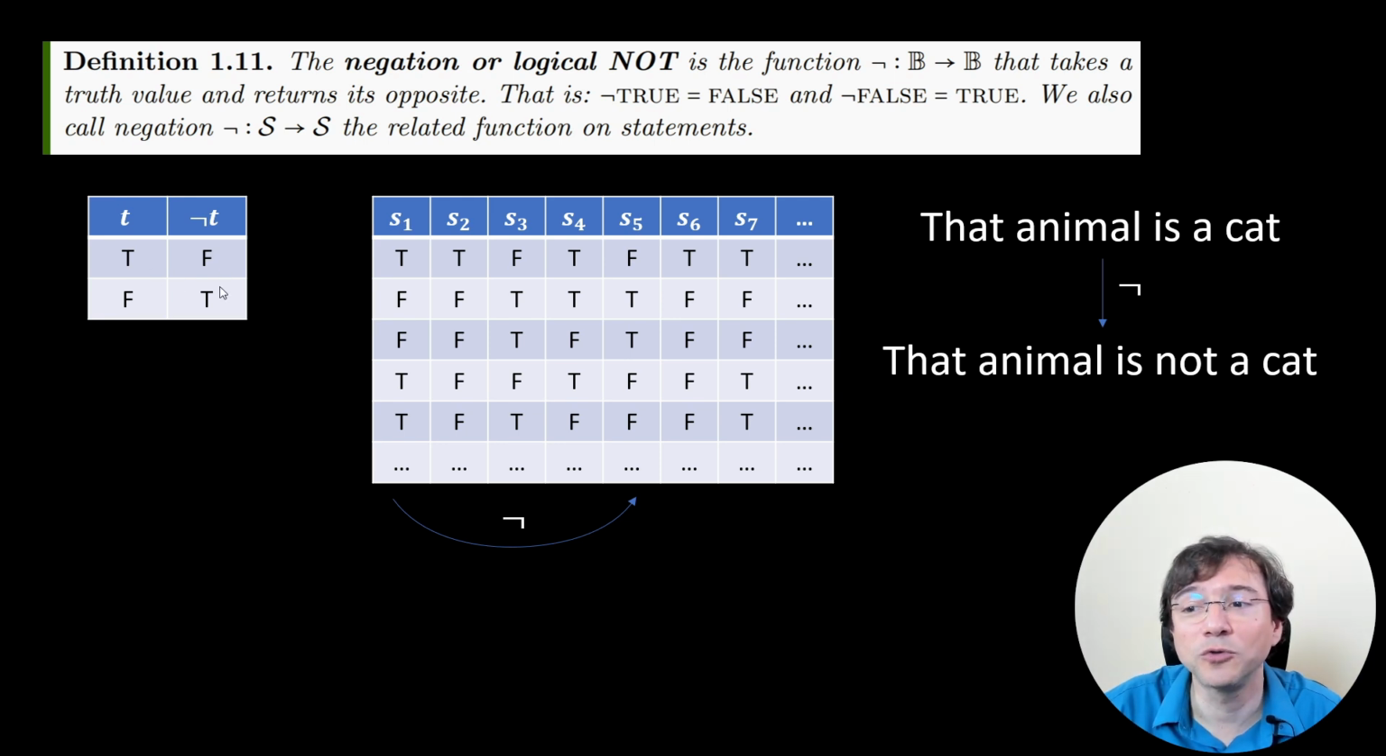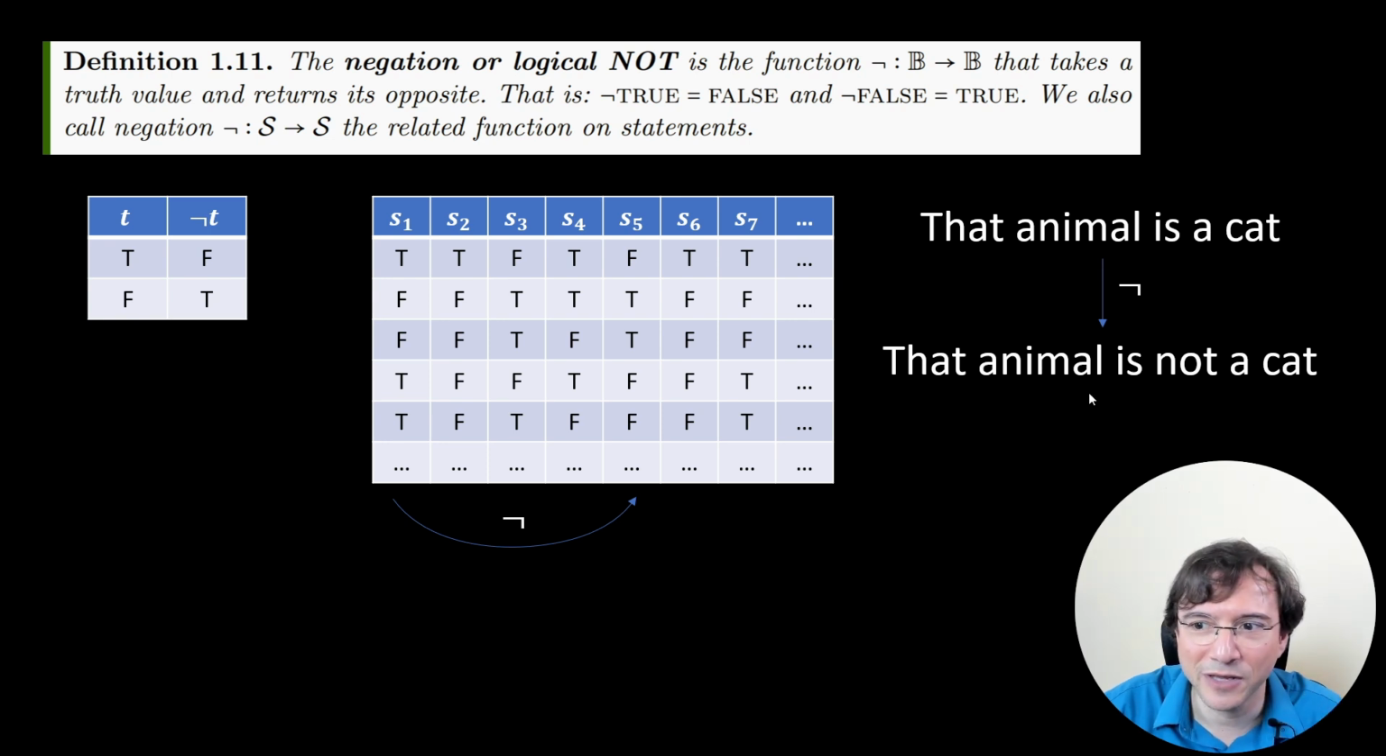And now what we want to define is a function on statements. We want to be able to say that for the statement that the animal is a cat, if I negate it, I find that the animal is not a cat. And now this is a function on statements. I give you a statement and you give me another statement.